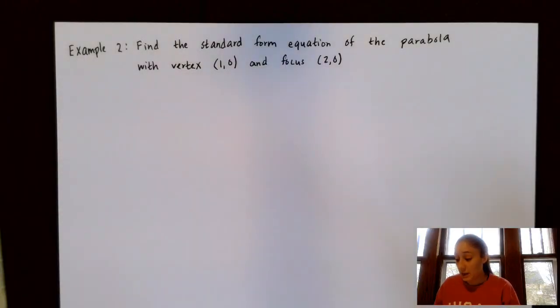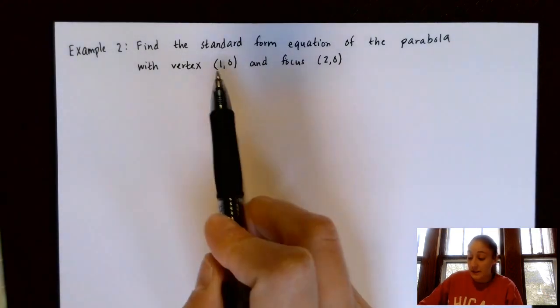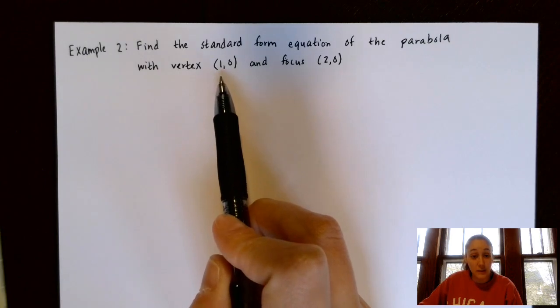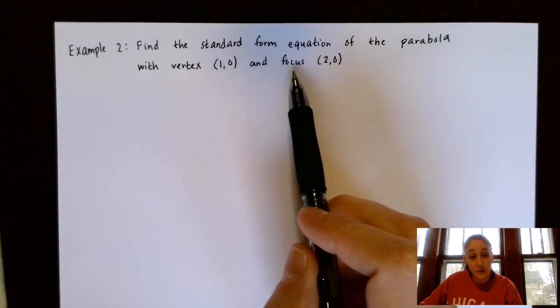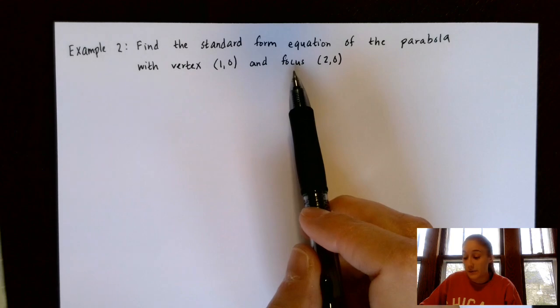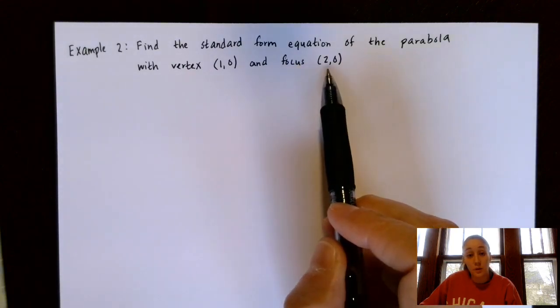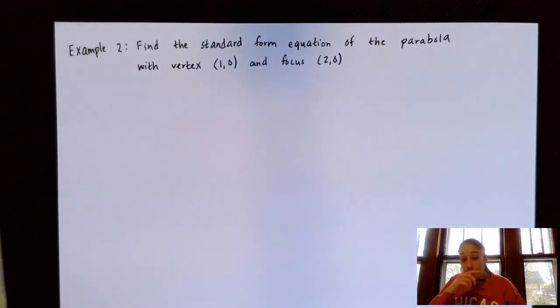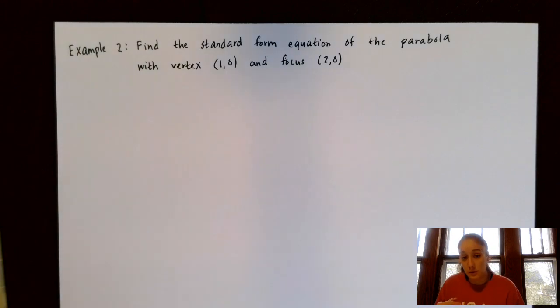In this example, what we want to do is find the equation of the parabola. The only information that we're given is that the vertex is at the point (1, 0). And now they've actually given us the focus, whereas in the last one we had to find it, and the focus is at the point (2, 0). So immediately we need to be somewhat intuitive about this.